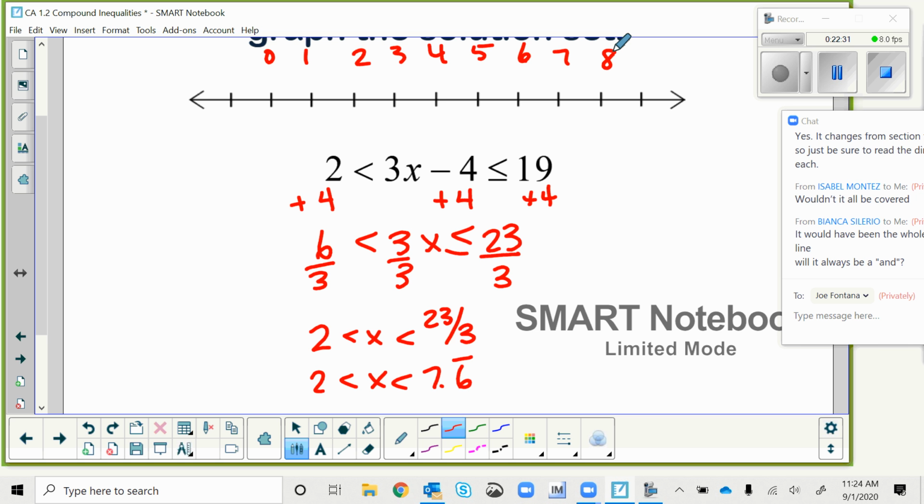The 2 and the 7.6, neither of those have an equal bar. So that's when we used to give open circles. We're not doing open circles anymore. We're doing parentheses. So I need everything between 2 and 7.6 repeating. Everything shaded there. And that's it.